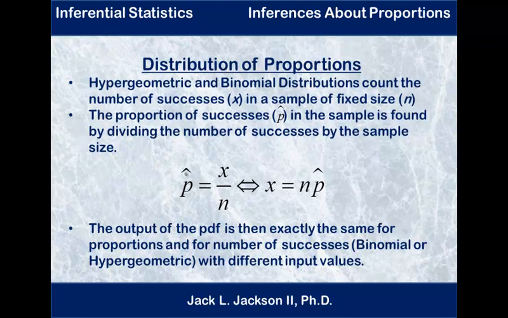Now the output of the PDF, the probability density function, is exactly the same for proportions as it is for successes, say a binomial or hypergeometric as appropriate. But it just changes the input value. Instead of the input value being x, which it would be for a binomial or hypergeometric, the input value is p hat for a proportion.